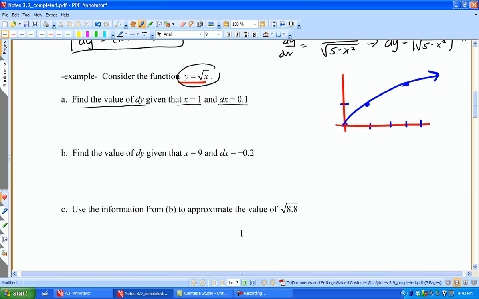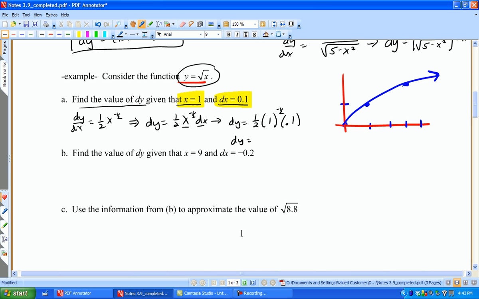So first I'm going to find the differential expression for y. dy/dx is equal to 1/2 x to the negative 1/2, which means dy is 1/2 x to the negative 1/2 dx. Now to find dy, I'm just going to substitute in the values that I'm given, that x is 1 and dx is 0.1. So dy is equal to 1/2 of 1 to the negative 1/2 times 0.1. 1 to any power is 1, and 1/2 times 0.1 is 0.05.